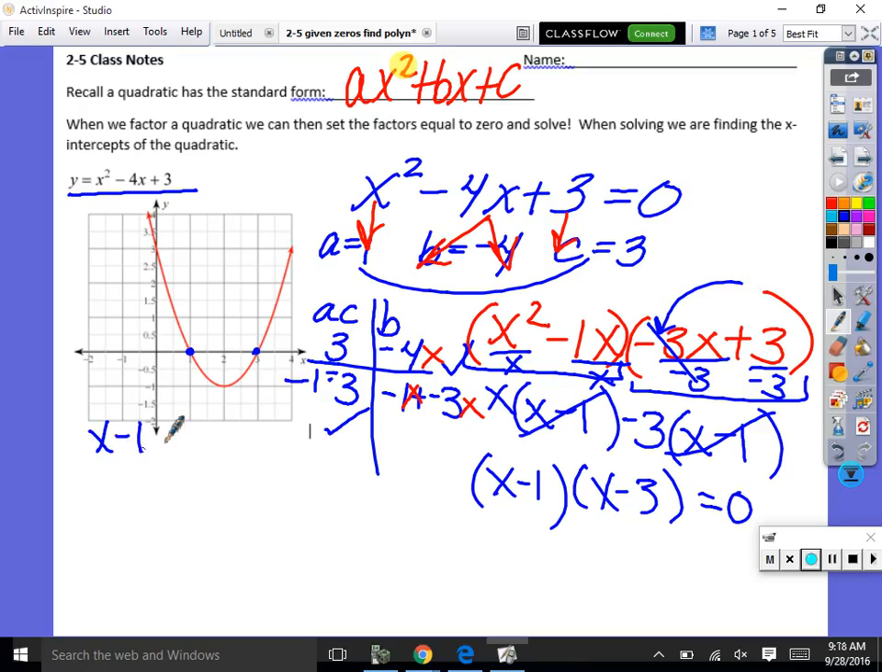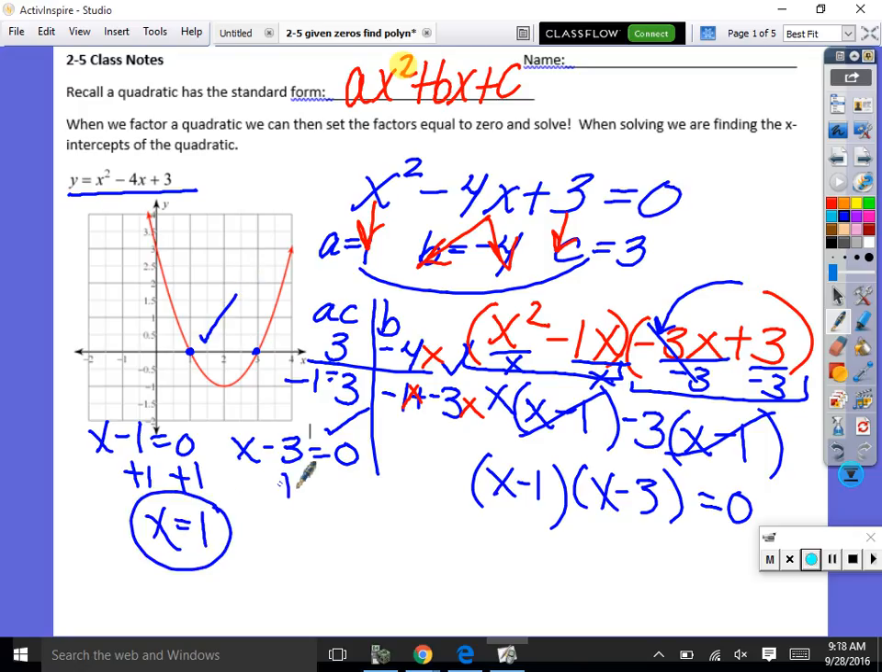So we have x minus 1 equals 0, we have x minus 3 equals 0, and then we'll solve for x in each case. So we add 1. So we get x is equal to 1, check, and then we would add 3. So we get x is equal to 3 and check. So everybody see how to do that.